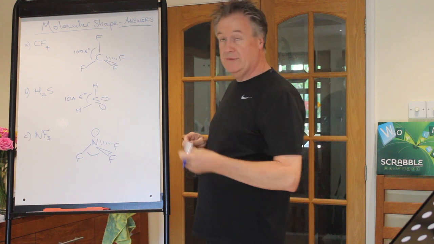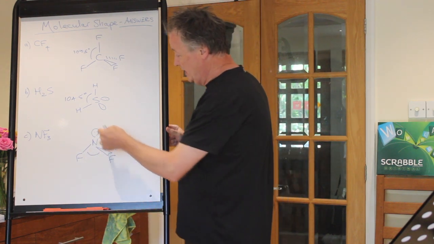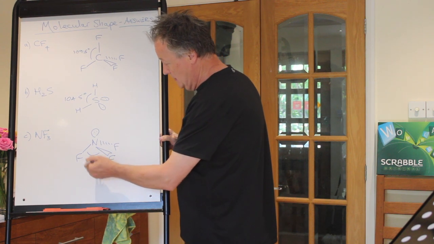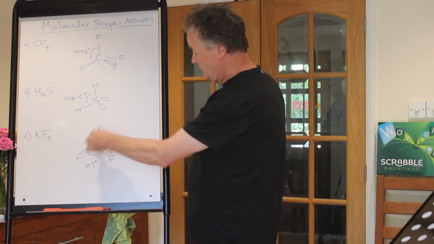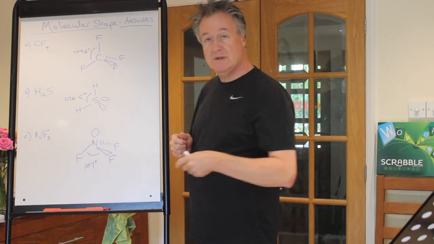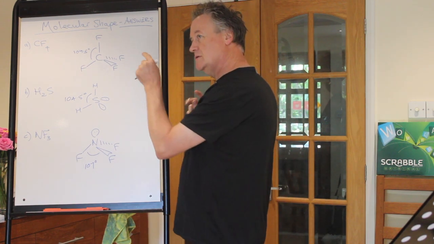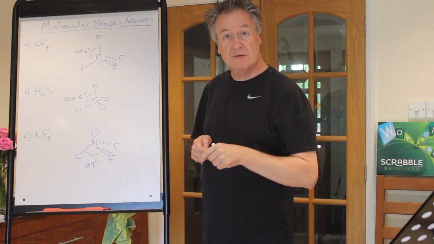Third one, NF3, again modified tetrahedral, only one lone pair this time, that makes that angle between any two fluorines and up through the nitrogen 107 degrees. So two modified tetrahedral structures and a standard tetrahedral. And then we'll go on to the next three after the edit. See you in a moment.